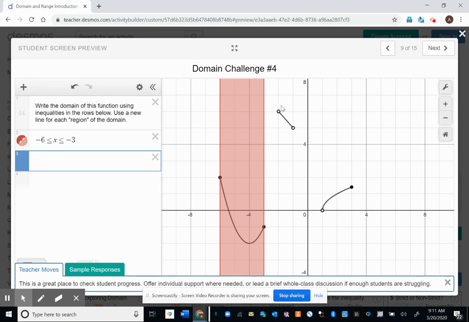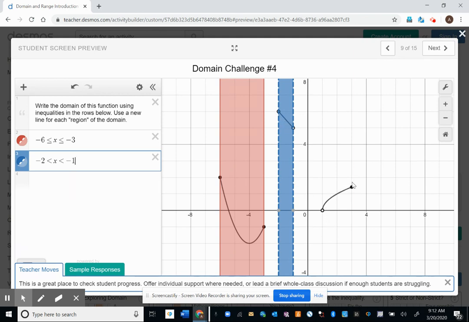The next section looks like from x is -2 to -1, but those are both open circles. So -2 is less than x is less than -1 will give me a dashed line on each end of that. And that makes sense since the points are both open at each end.